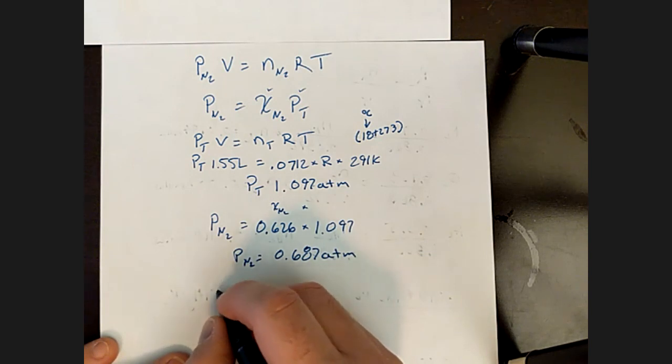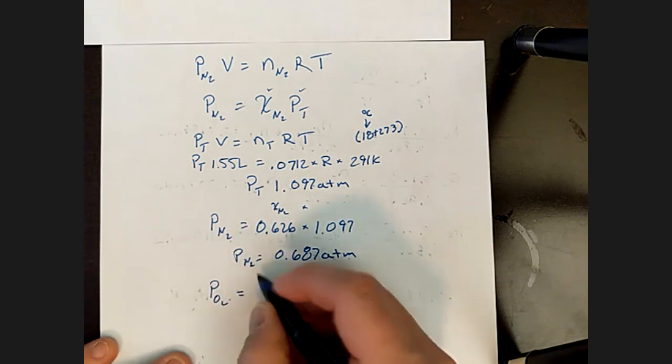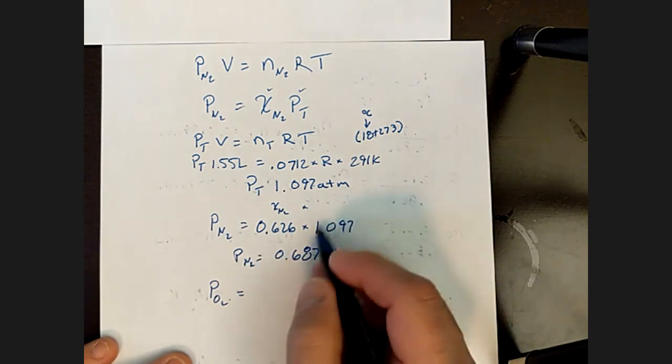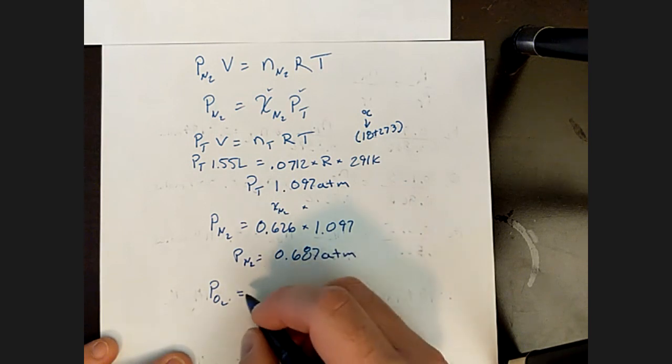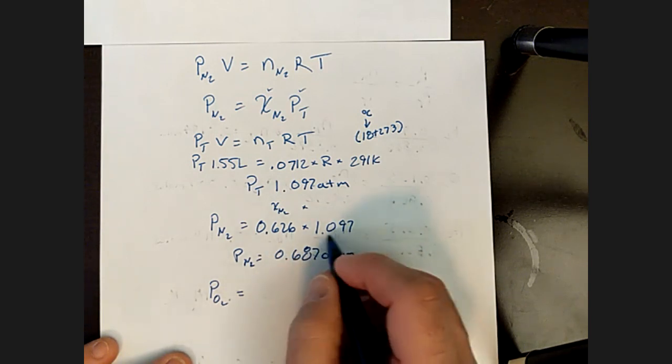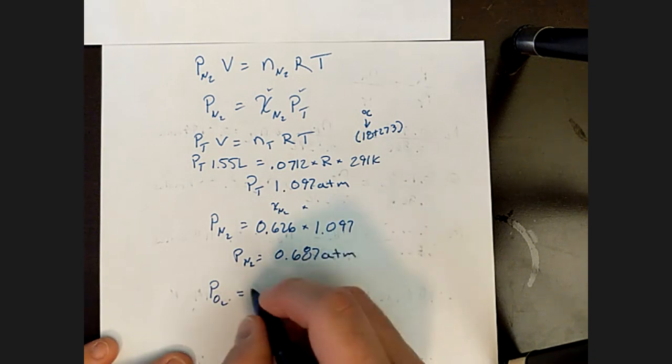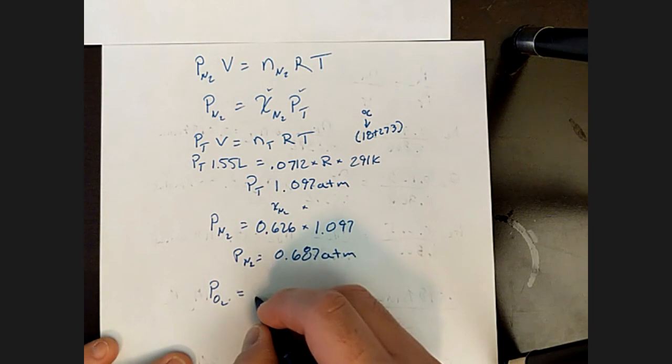Same kind of thing here. You don't have to do it this way. You could just subtract this from your total pressure, right? Because they both have to add up to that. So if this is 0.6, then this has to be the remaining, or you can do it this way by plugging the mole fractions in.